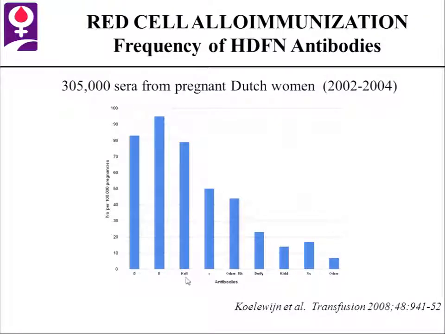So if I had to pick the three big antibodies to remember for fetal disease, where we're going to treat in utero, it's D, KEL, and little c.